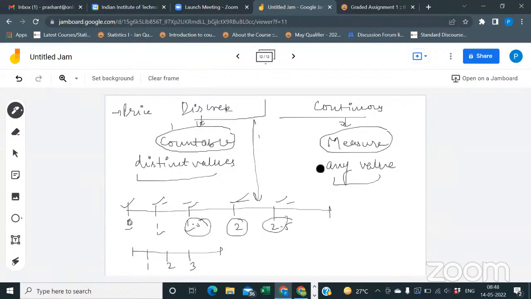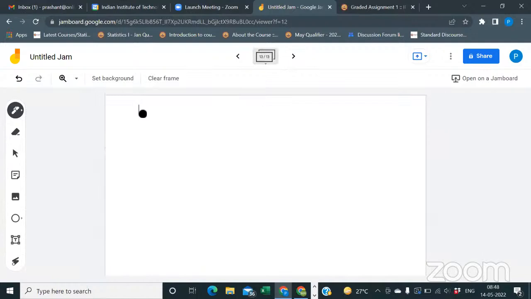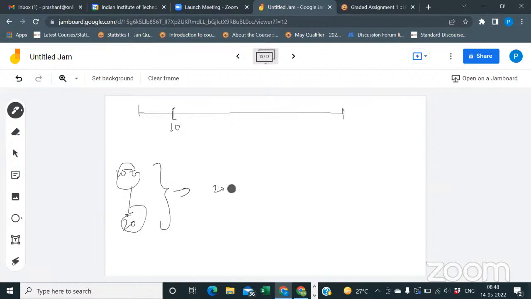Now comes continuous. Suppose you have data of the weight of 20 persons. Suppose the age of all persons is above 20 years. Then it's possible that weight will range from 40 to something like 80. So the weight of those 20 persons can take any values between these two.